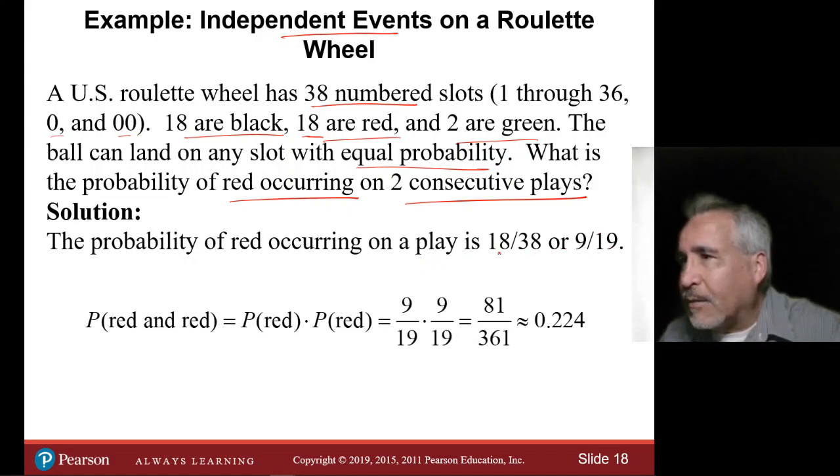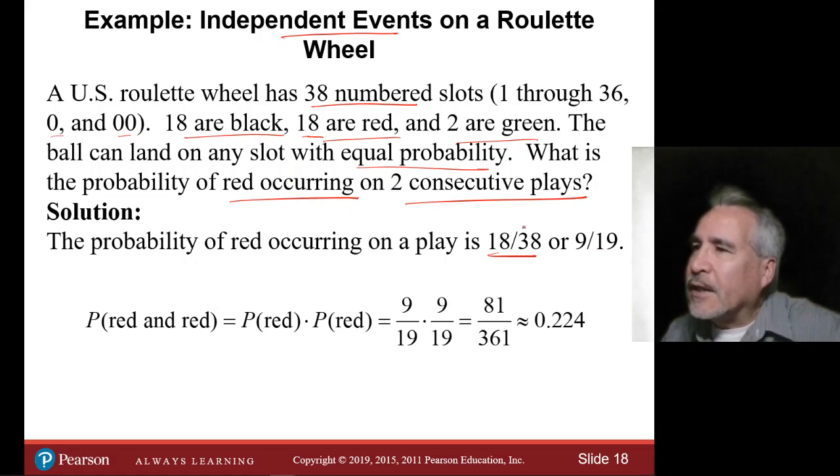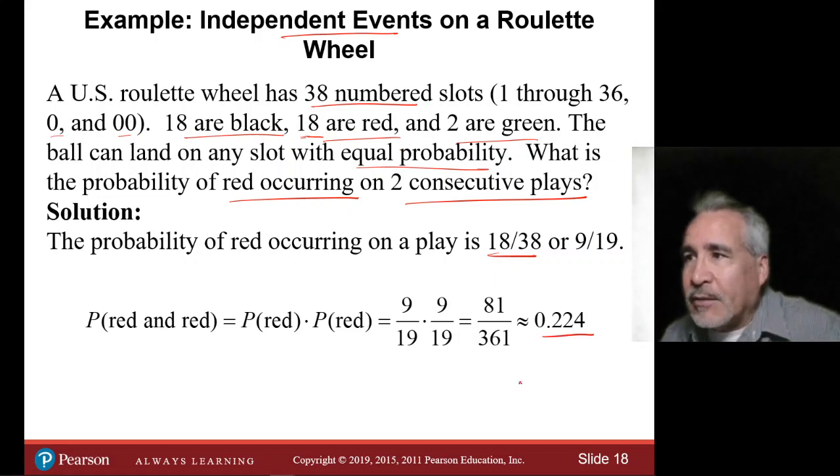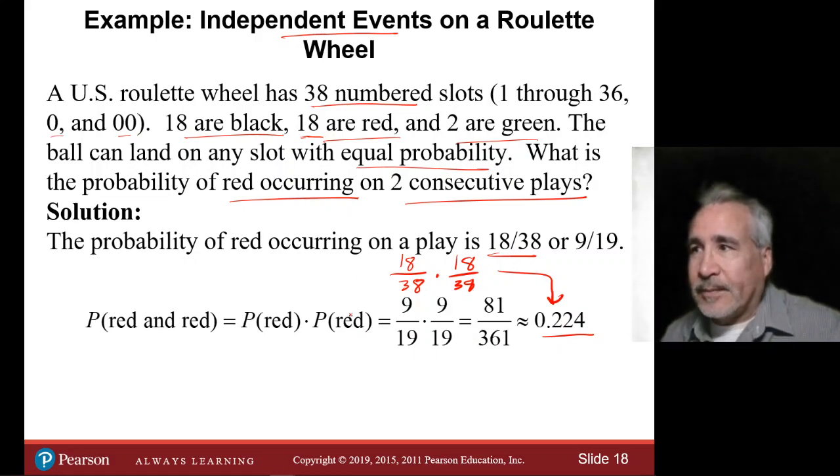So then that's why they reduce it. I hate when they reduce it, because I can see the 18 out of 38, but why do we need to reduce it when we're going to turn it to a decimal at the end anyway? So yeah, 9/19 times 9/19. Again, I would have done 18/38 times 18/38, and then multiplied these. I would have turned it to a decimal, and I would have got the same decimal without going through these extra mathematical steps. Okay, so for getting them both in a row, it's 22.4%.